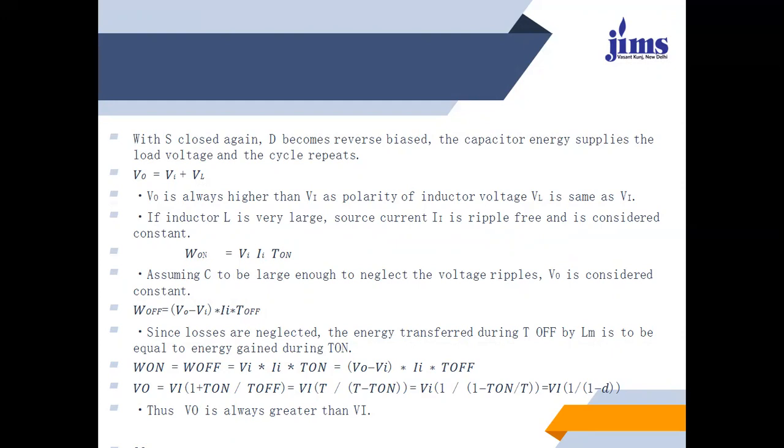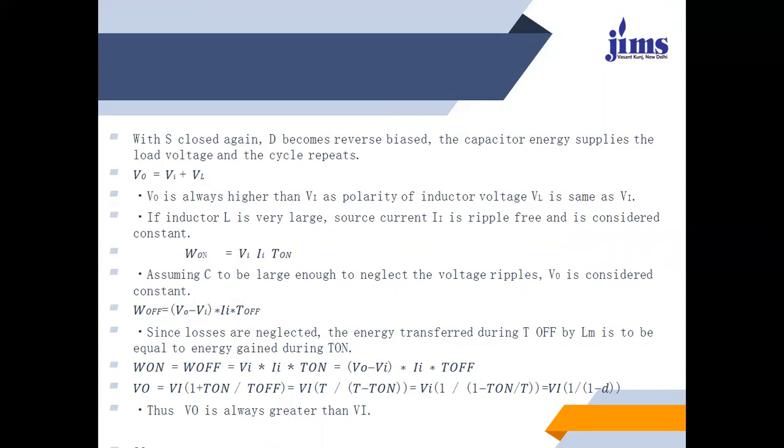Since losses are neglected, the energy transferred during T off by L must be equal to the energy gained during T on. So W on must be equal to W off because we are obtaining a fixed frequency system, so the frequency will be constant. So Vi into Ii into T on equals V0 minus Vi into Ii into T off. V output equals V input into 1 plus T on upon T off, equal to Vi upon T upon T minus T on.